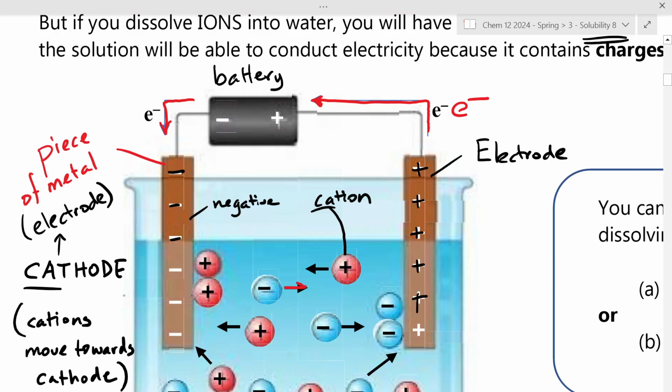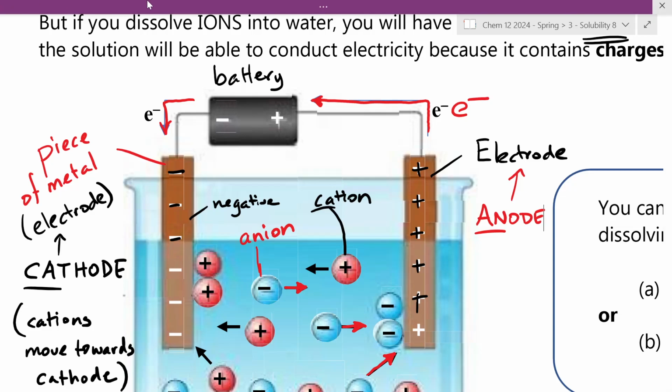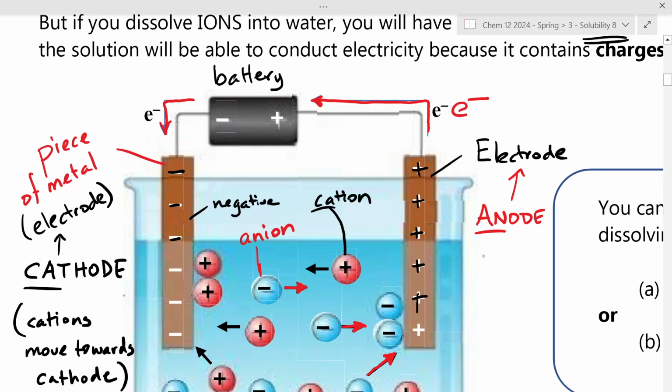Which direction do the anions move? They move towards the positive electrode. So what do you think we call that electrode? We call it the anode. So anions move towards the anode.